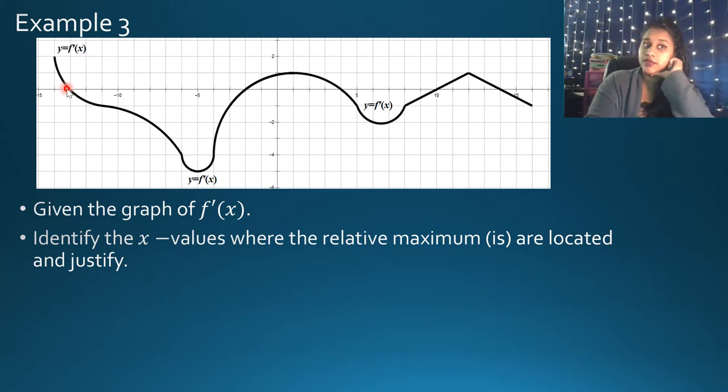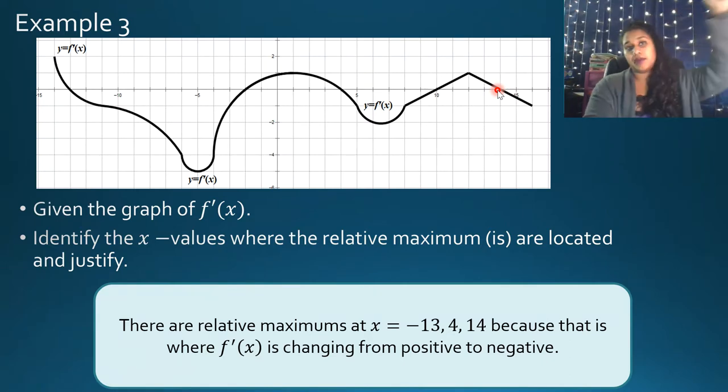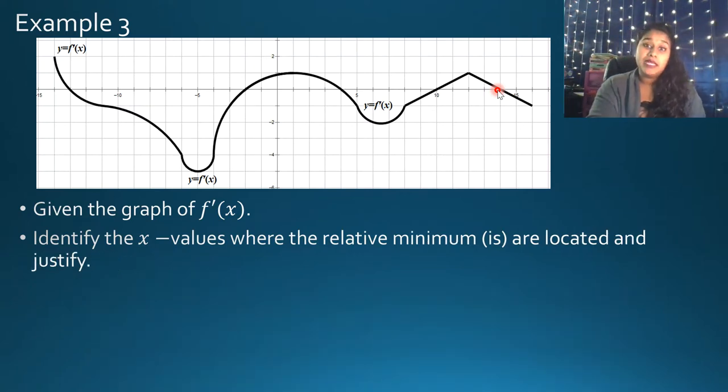So would this be an above to below point? Absolutely. What about right here? No, that goes from below to above. What about right here? Very good. Here, no. Here, yes. So the only points I identified were negative 13, 4, and 14, because that's where the derivative, this graph, goes from above to below, from positive to negative. Okay, now minimums, of course, those would be my opposites, from below to above, from below to above. So at negative 2 and at 10.